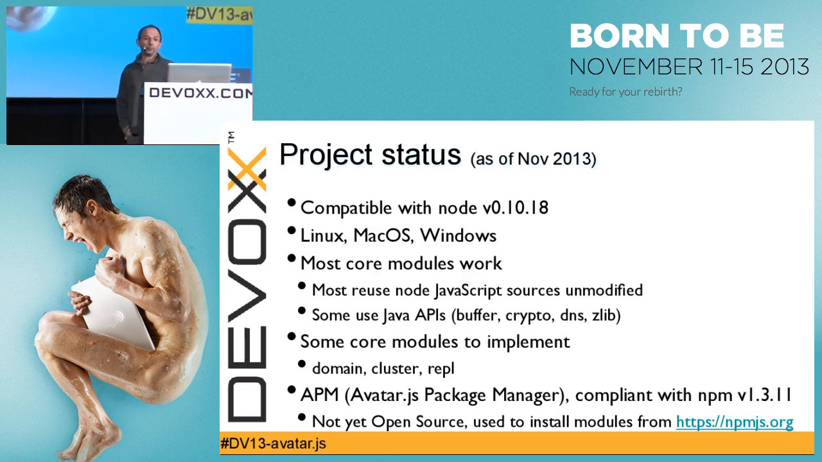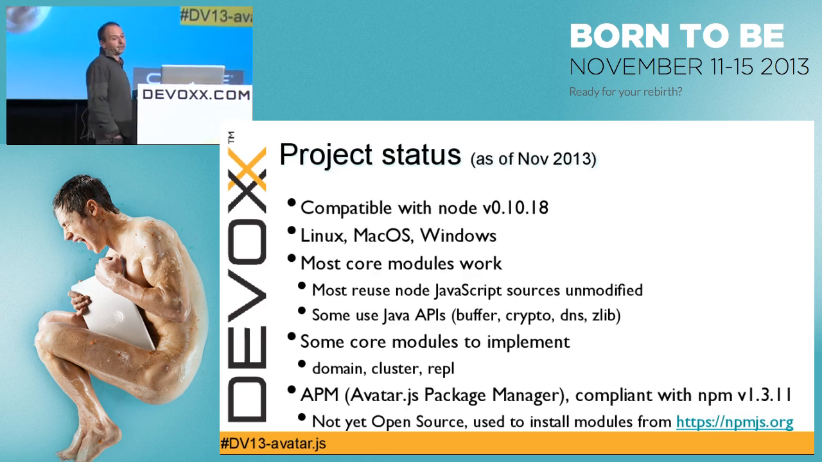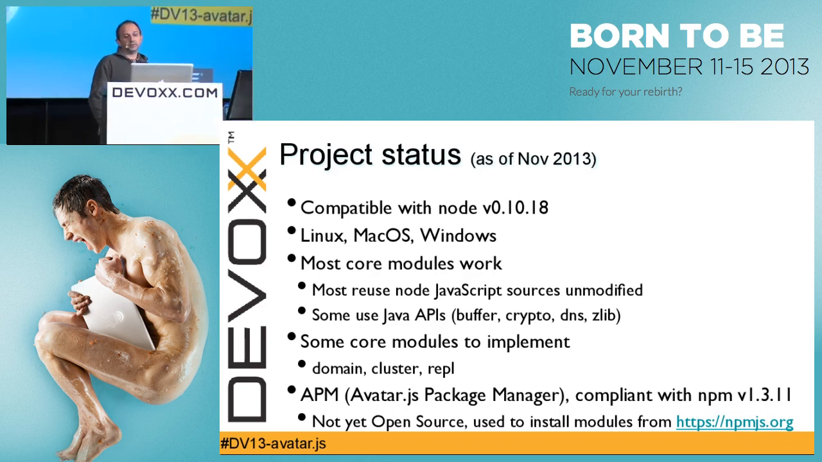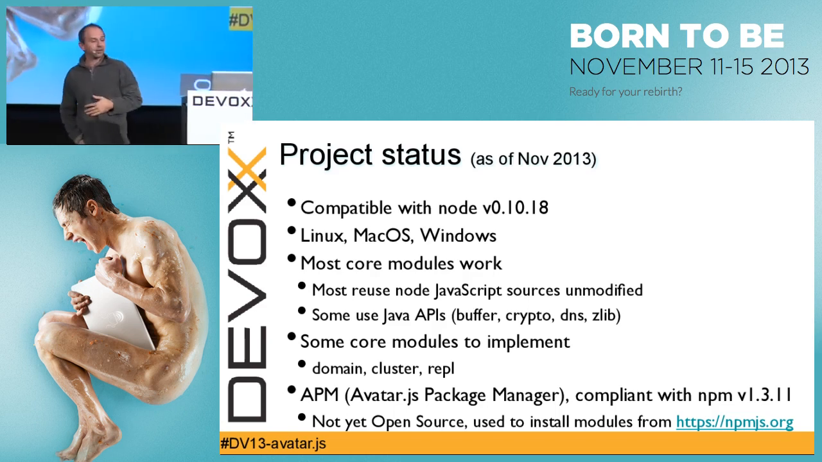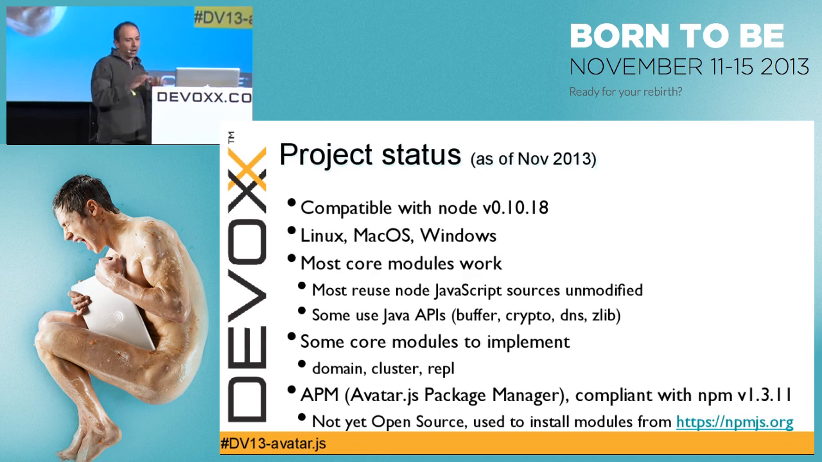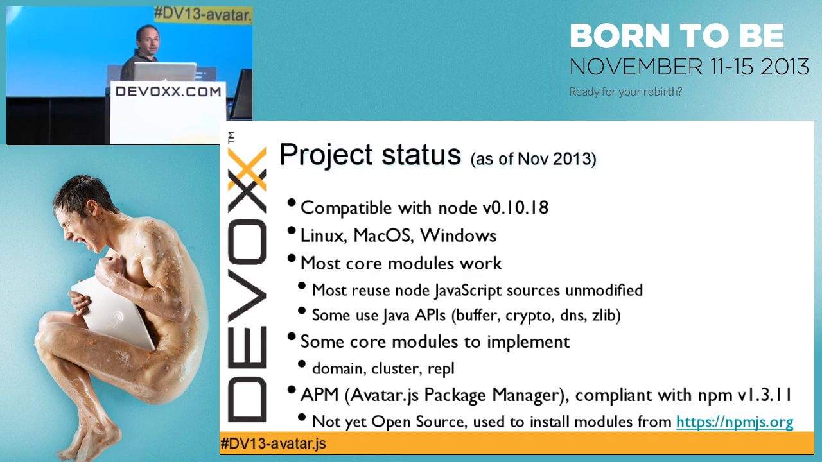So we still have some work, but very few modules are missing. Mainly domain is required for server side. The REPL is a module that you use to interact with Node in order to quickly evaluate some piece of JavaScript. So we can say that it's there.